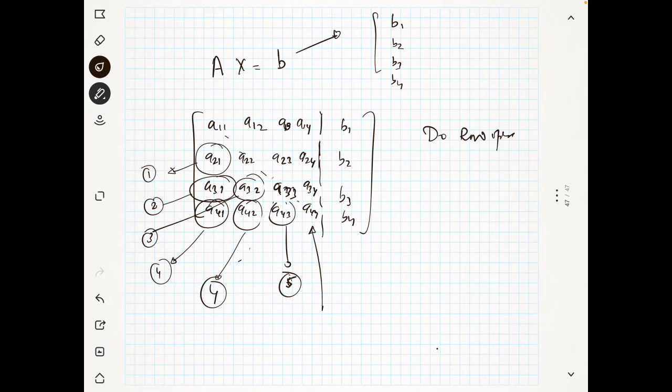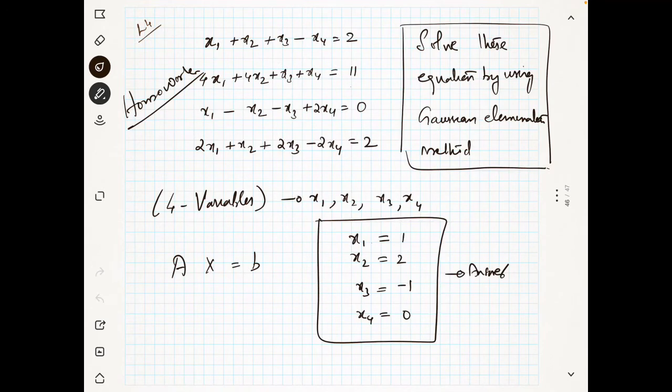So do the row operations. That means you are playing with the equations: you are adding the equation, subtracting the equation. It is equivalent to the row operations, and obtain the solution. If you have any doubt you can ask me in the next lecture, but please see the procedure.